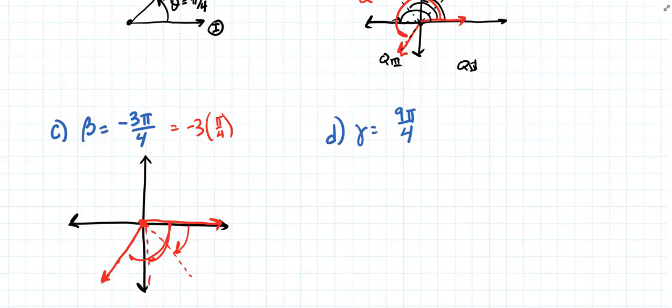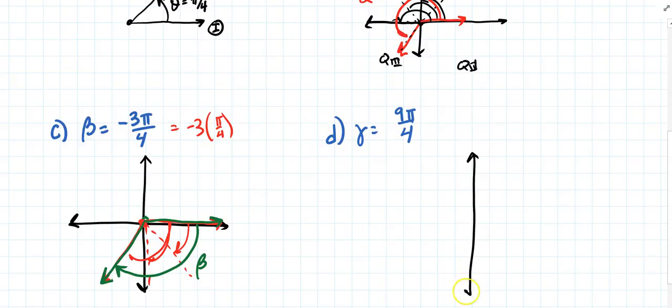So you're going to notice, or hopefully you should notice, that in problem B and again in problem C, we end up in the same place. We just took a different path to get there. So there's my angle beta. And then finally here, let's do 9 pi over 4. So let me show you a way to approach 9 pi over 4.